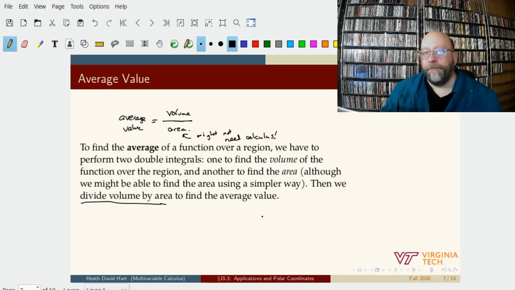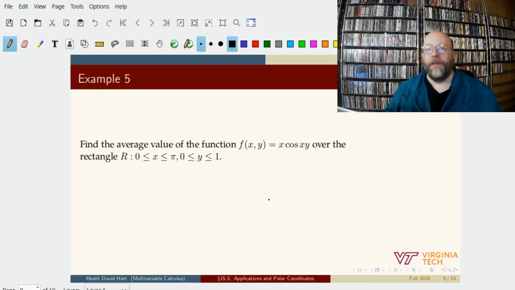Okay? So I don't know if this helps, but the VA in value stands for volume over area. I don't know if that helps you remember it or not, but it's volume over area. So we're going to set up the average value for this function over the rectangle that goes from 0 to x to pi, so 0 to x to pi, and 0 to y to 1. So just over this region.